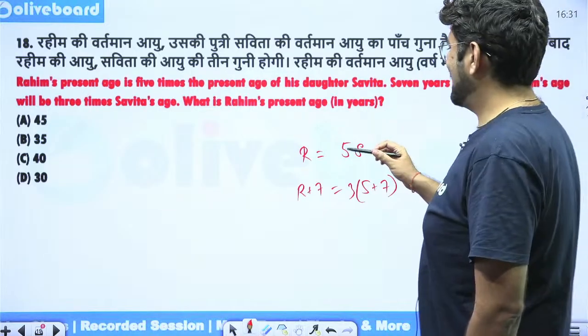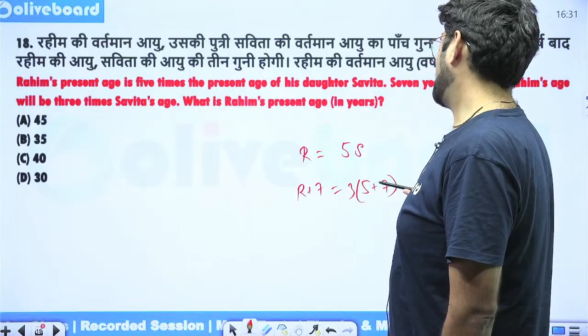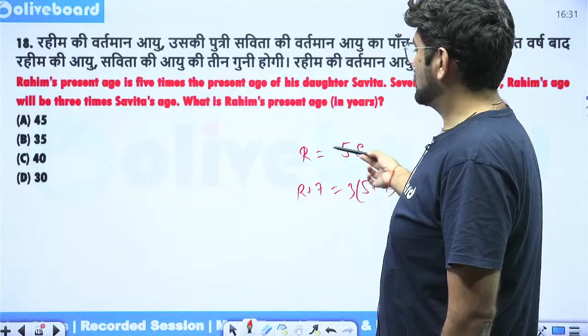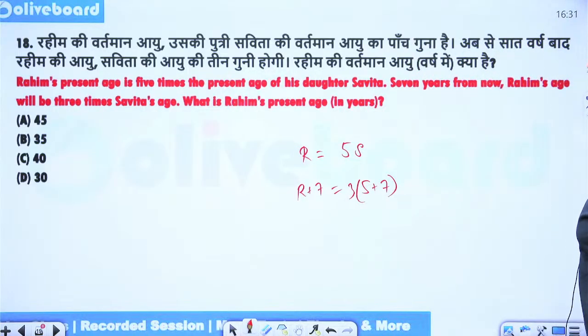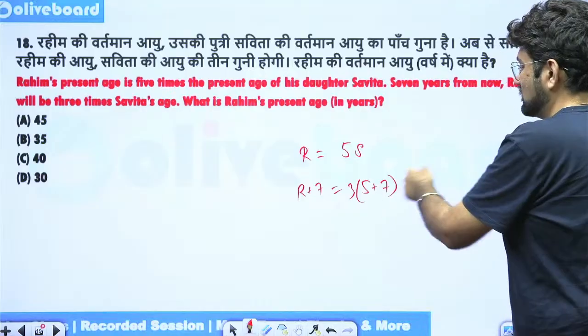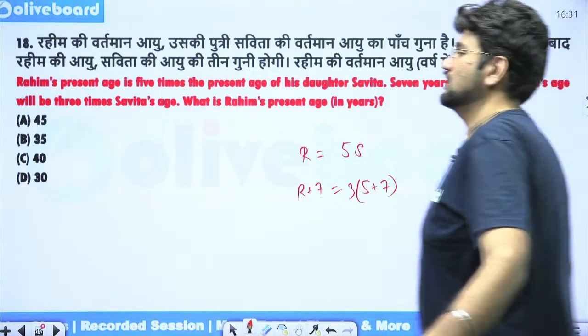So 30 and this can be 6, right? So 37 and 13 into 3, 39, no. Then you can see 40 and 8, right? So 8 plus 7, 15 into 3 is 45. And this is 40 plus 7, 47. No, not working out. 35, so this is 7 now. 7 plus 7, 14 into 3, 42. And 35 plus 7 is 42. So 35 is the correct answer.